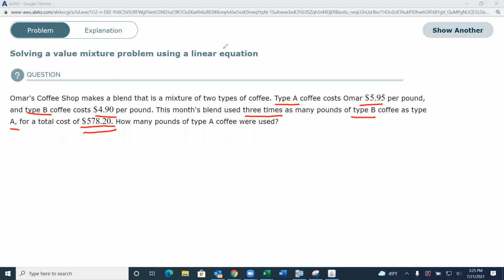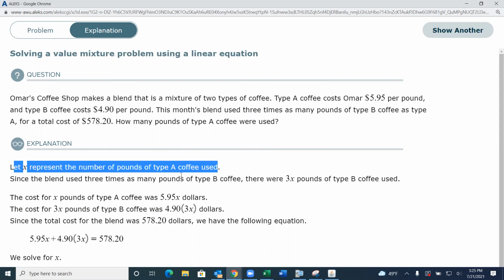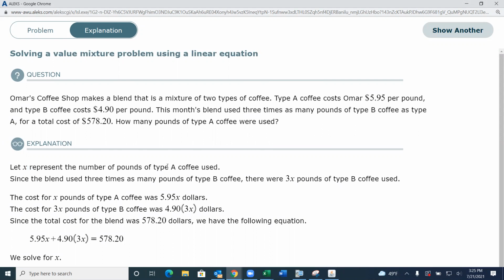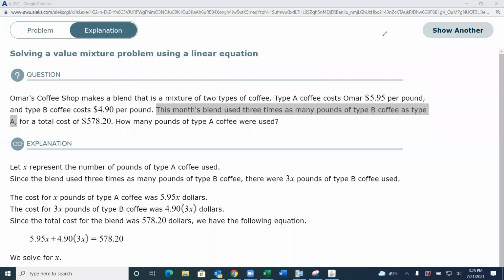So that's what we've got, and I thought, let's just use what the author has. Okay. So we're going to just say, let X represent the number of pounds of coffee A that is used. Why A? Why not B? Well, you could do B, but when the problem starts relating the two of them together, right there, when they start relating them together, it says this month's blend used 3 times as much of coffee B as of type A.